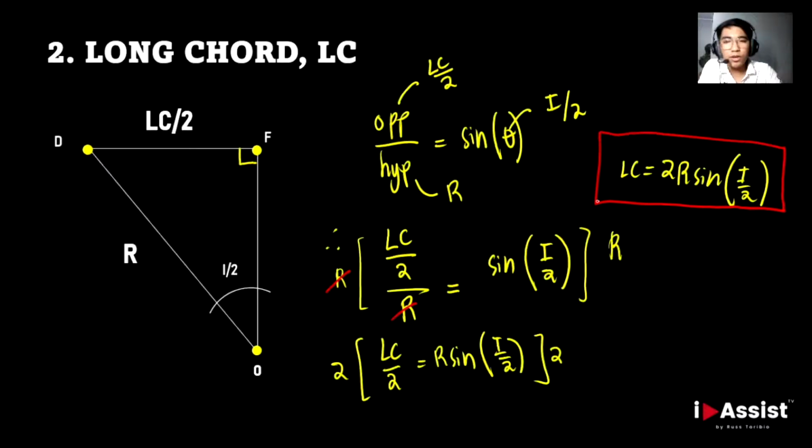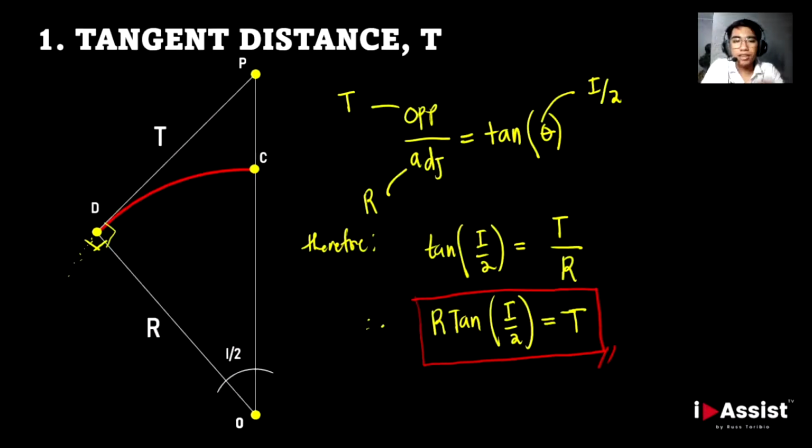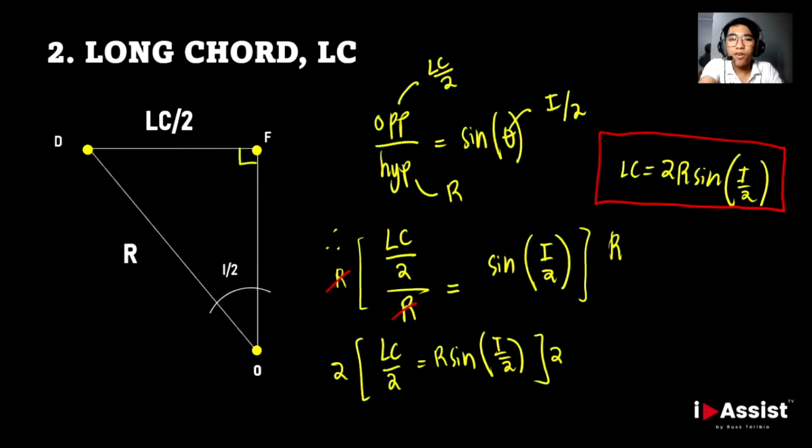So, kung mapapansin nyo, dito sa tangent, R at I lang ang kailangan mo para mahanap mo si T. Dito rin sa long chord, R at I lang. No? Ito, R at I lang ang kailangan mo hanapin para makuha mo si long chord. So, nakakuha na tayo ng insight na R and I are very important elements of the curve. Kasi maraming distances, maraming elements ng curve na sa kanila nagbe-base.